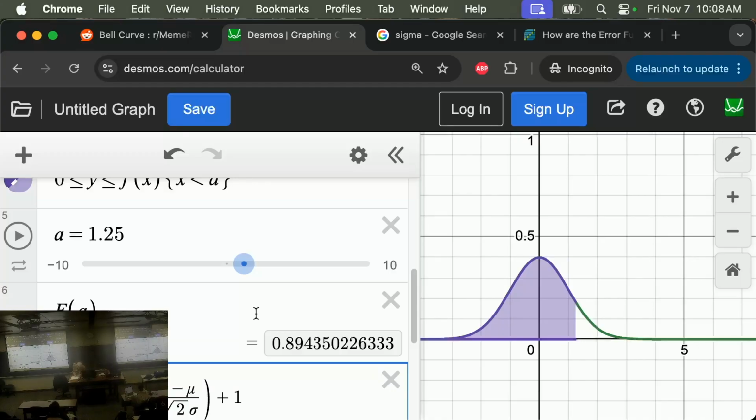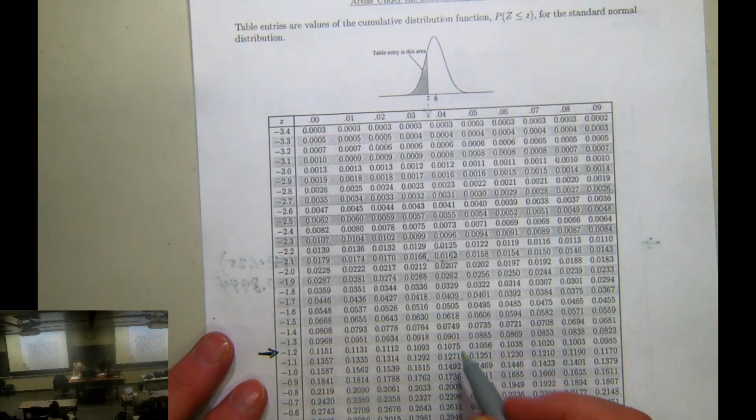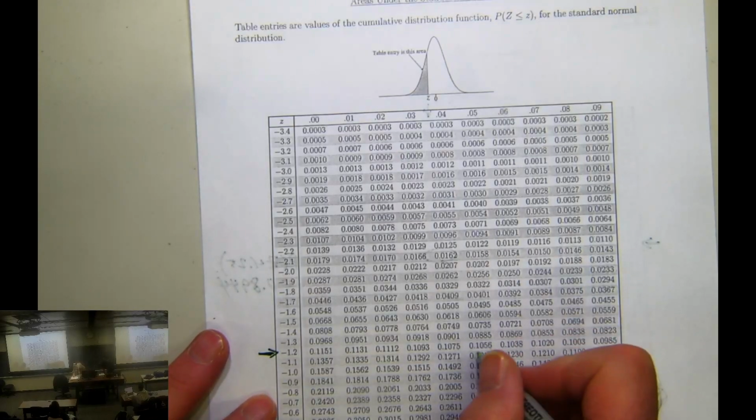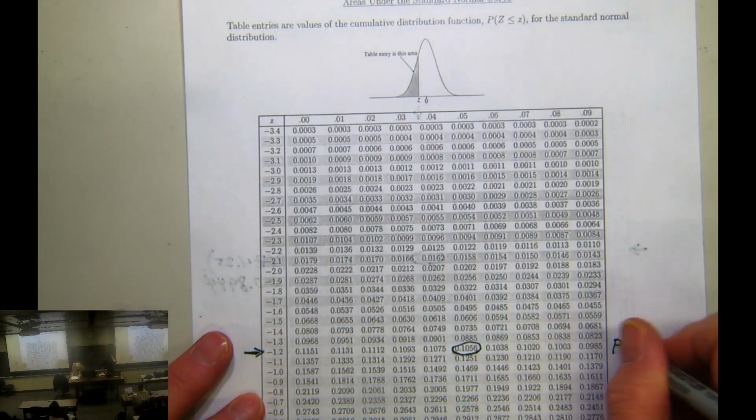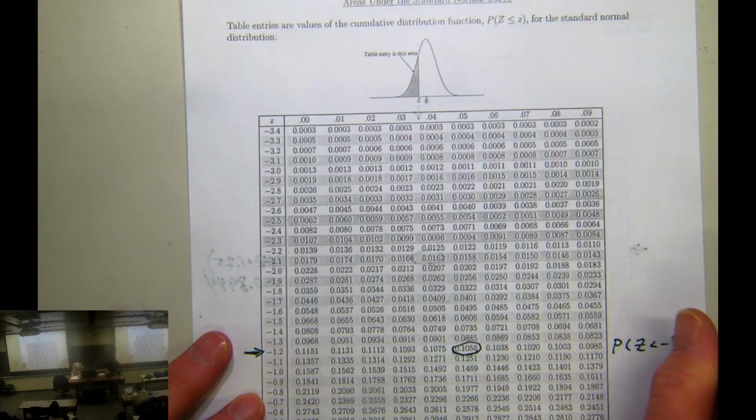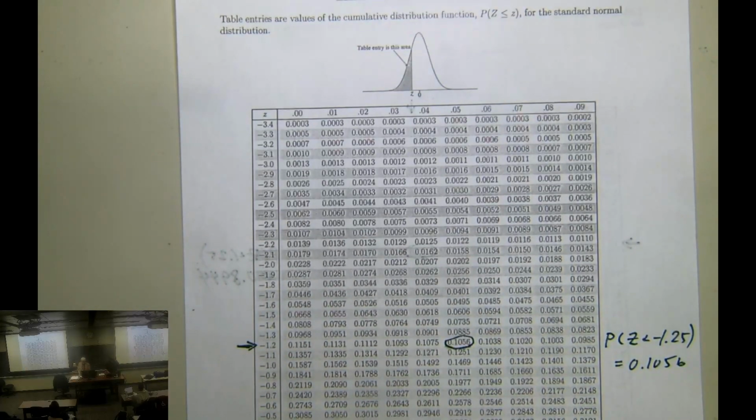Negative 1.25, there's the negative 1.2, and there is the 5 right there. So I came up with the probability z is less than negative 1.25 equals 0.1056. Okay, let's just sketch those out a little bit. Everybody good with that one? Less than negative 1.25, we're good on that? Okay, let's just take a look at what we did.